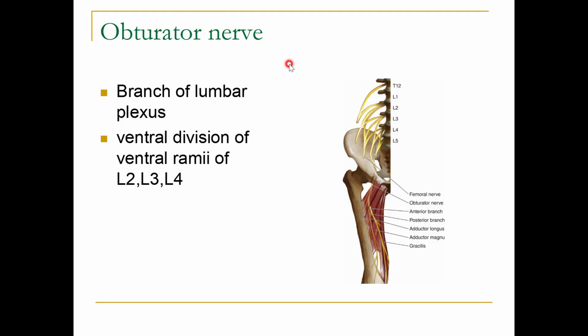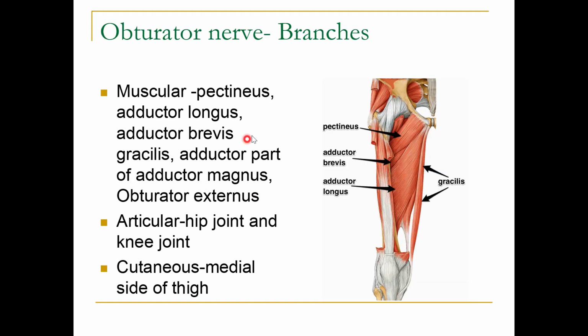Coming to the anatomy of the obturator nerve, it is a branch of the lumbar plexus. It arises from the ventral division of the ventral rami of L2, L3 and L4. The obturator nerve has two divisions, anterior and posterior. The muscular branches are mainly to the pectineus, adductor longus, gracilis and adductor brevis. These are supplied by the anterior division, and adductor magnus and obturator externus are supplied by the posterior division. It also supplies the hip joint and the knee joint.